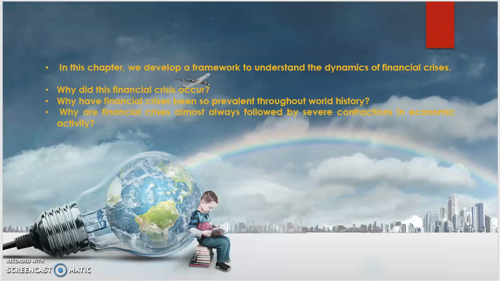So in this chapter, we develop a framework to understand the dynamics of financial crisis based on three questions raised. Why did the financial crisis occur? Why have financial crises been so prevalent throughout world history? Why are financial crises almost always followed by severe contractions in economic activities?